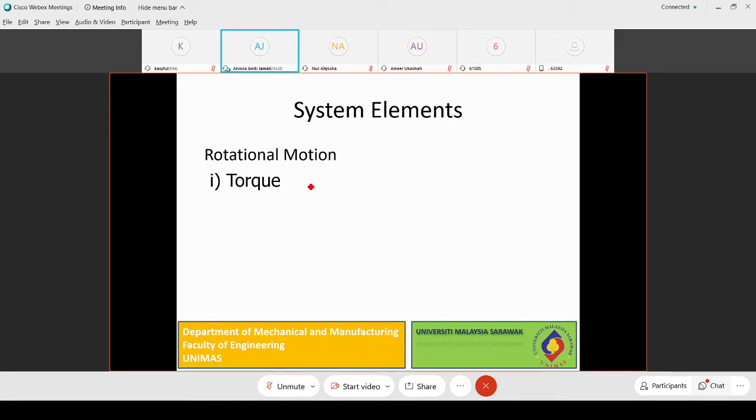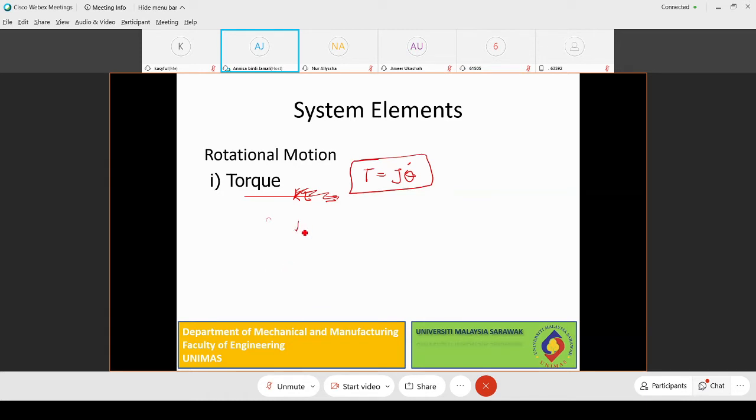For torque, the kinetic energy for torque would be KE equal to, sorry, torque first. The torque is equal to J theta dot T. You are familiar with this, right? This is the general equation for torque T.